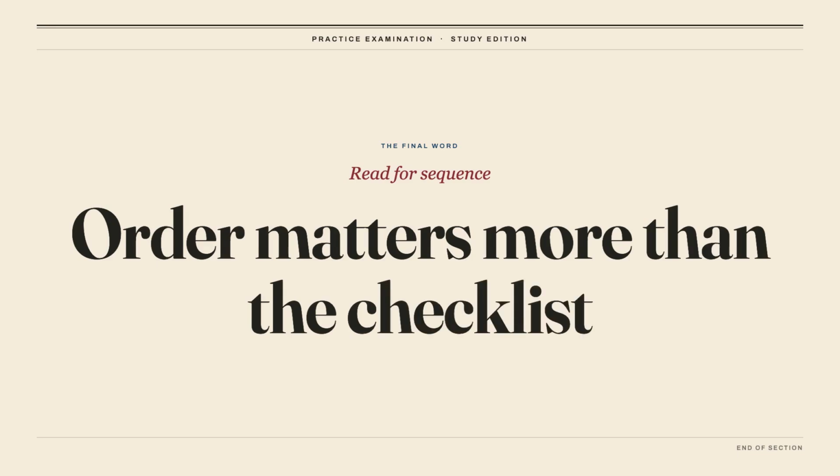Missouri licensure is full of ordered steps: education before examination, examination and application before licensure, association with a broker before an active license, and continuing education before renewal. Reading for sequence, not just for a checklist, is what makes this material click.